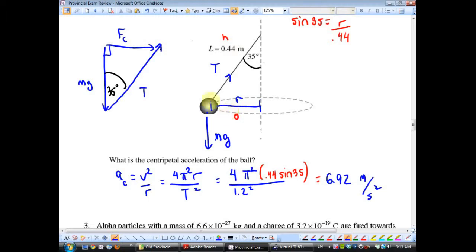So other twists on this question, they might ask you to find the centripetal force or the mass, because now that you know the acceleration, if they told you the mass, you could find the centripetal force. Mass times acceleration. Or they could ask you to find the tension, because if you knew either one of those, you could find the tension using trig from this diagram.